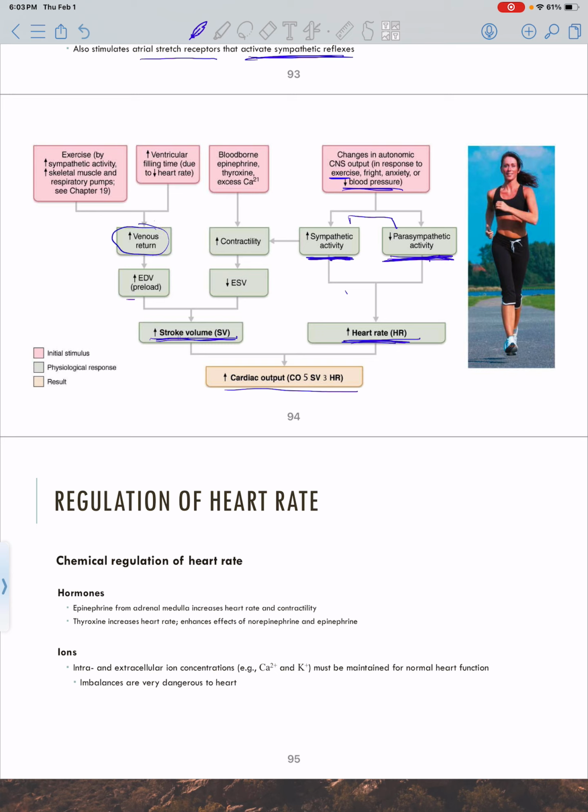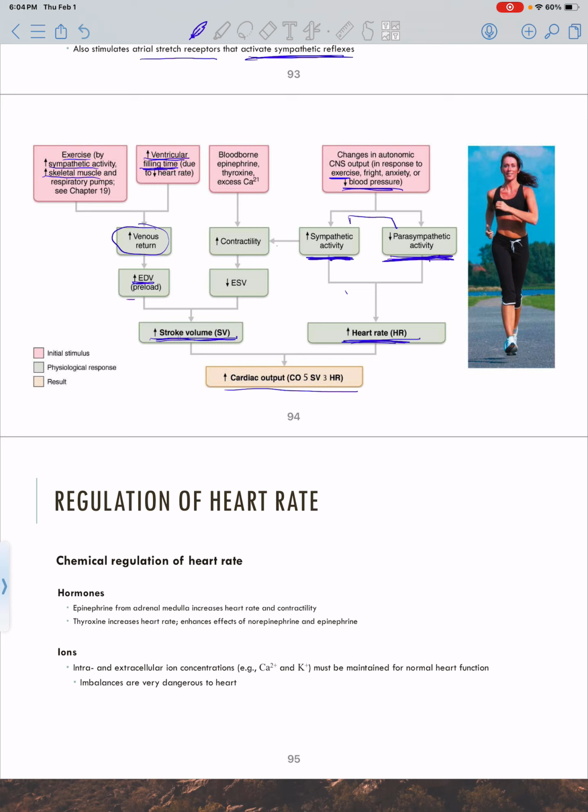How do we make more blood go to our heart and increase our venous return? We can exercise, increase our sympathetic activity, increase our skeletal muscle activity, anything like that. We can also increase the end diastolic volume by increasing the amount of time we allow the ventricles to fill. If we increase the time that we allow them to fill, they can fill with a larger amount, increasing our end diastolic volume. How do we get that? We lower our heart rate. So the fewer beats we have, the fewer contractions we have, the more time we have for them to fill between each beat.